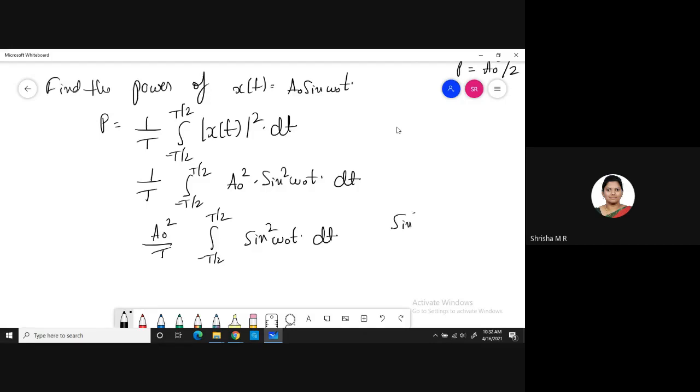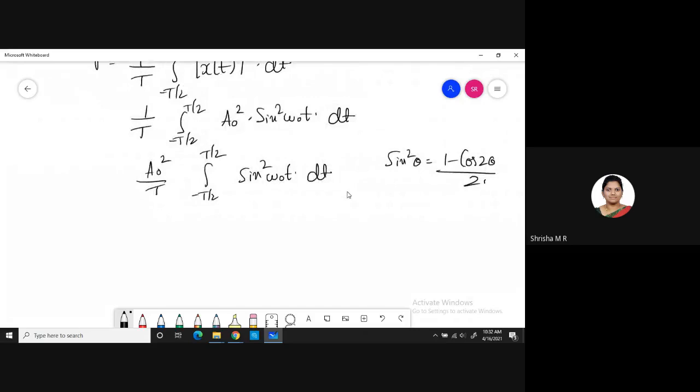So sine square theta, how can we write sine square theta? 1 minus cos 2 theta by 2. So take it in this form. If you take it in that form, we get A naught square by T, limits minus T by 2 to T by 2, 1 minus cos 2 omega naught t divided by 2 into dt. Now we can split this function and integrate.